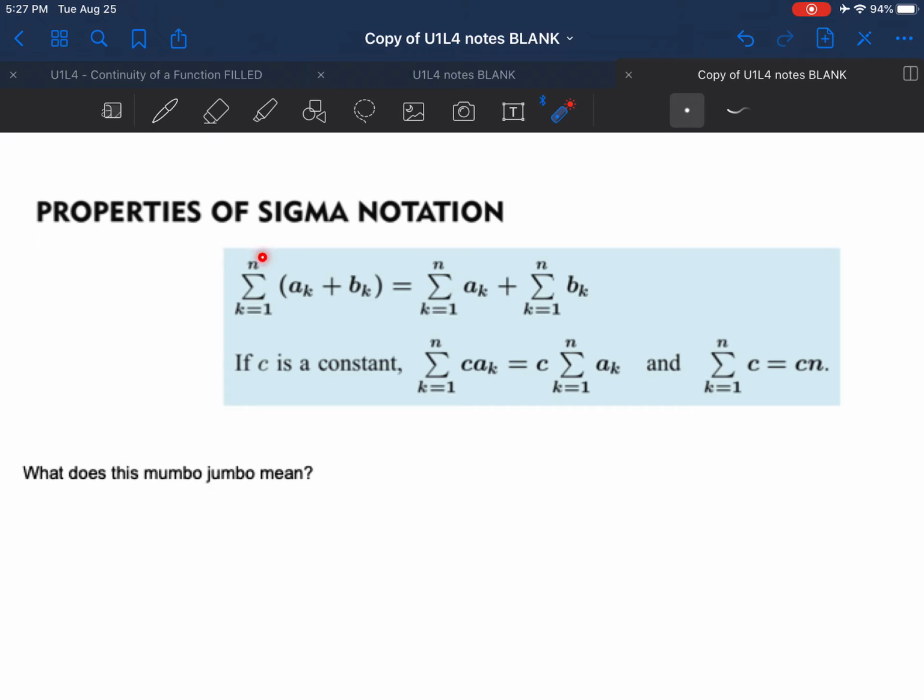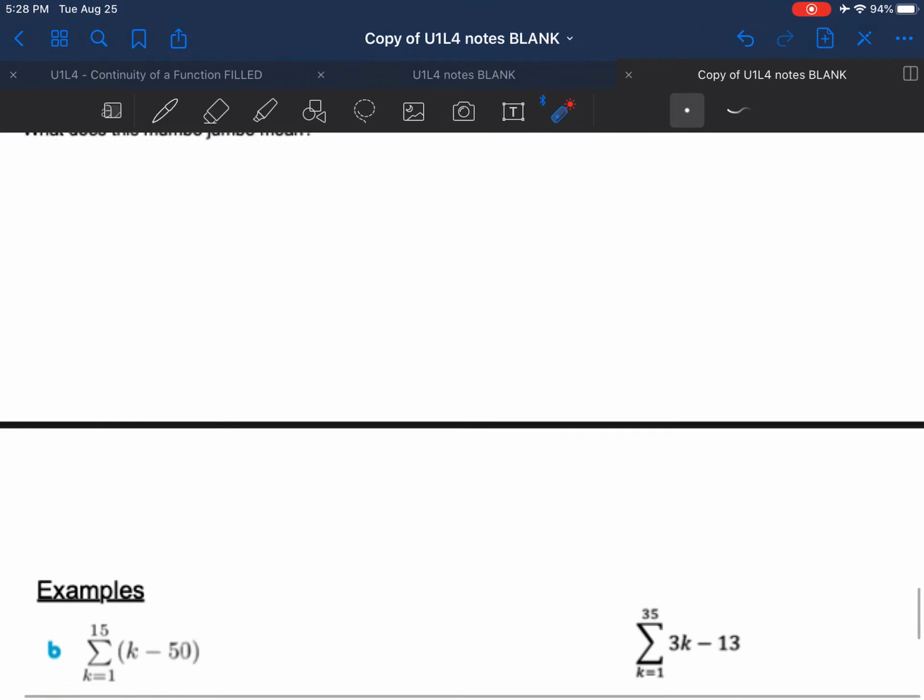Some basic properties. If you have the sum of terms added together, you can break up the sum and sum the first term and the second term separately. The other thing you can do is take a constant out. If you have the sum of all these terms times a constant, it makes sense to take the constant out and then take the sum of the smaller result. Also, if you have the sum as k goes from 1 to n of a constant, meaning it doesn't change, that's just equal to that constant times n, because you're adding that constant together n times.